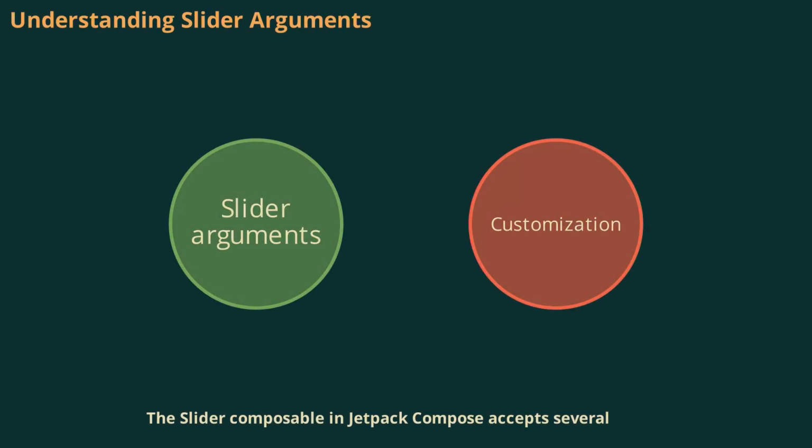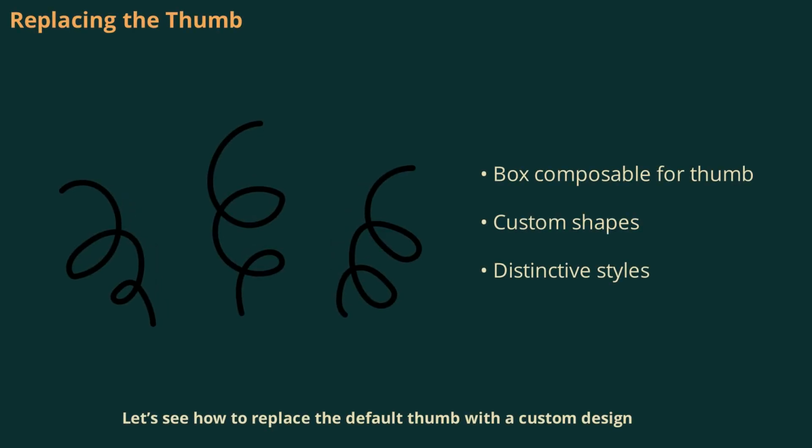The Slider composable in Jetpack Compose accepts several arguments that let you control its behavior and appearance. The value and on-value change are essential for functionality, but you can also specify the thumb and track composables. This means you're not limited to the default look. You can render any UI element in these positions. Optional arguments like steps and value range allow for snapping and custom ranges, giving you even more flexibility in how your slider behaves.